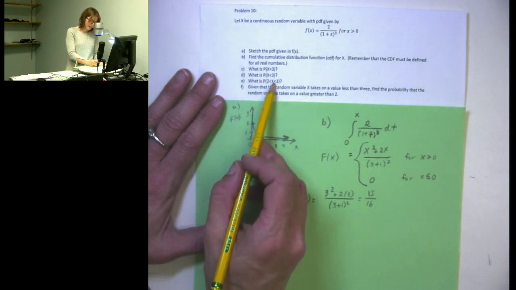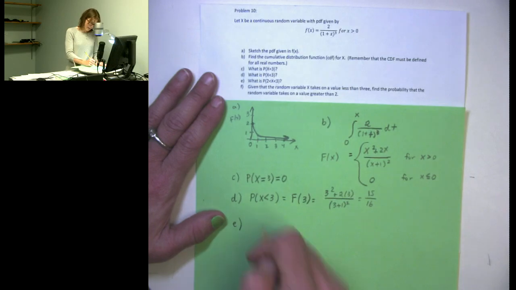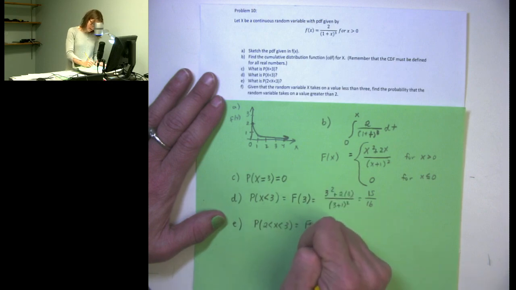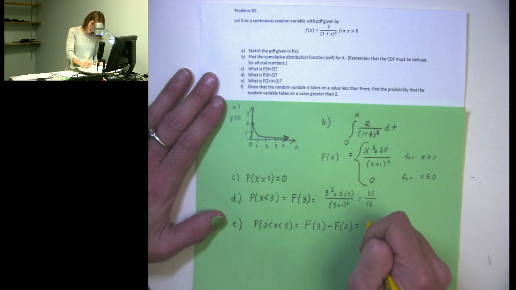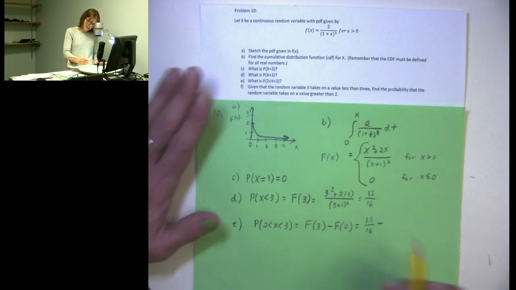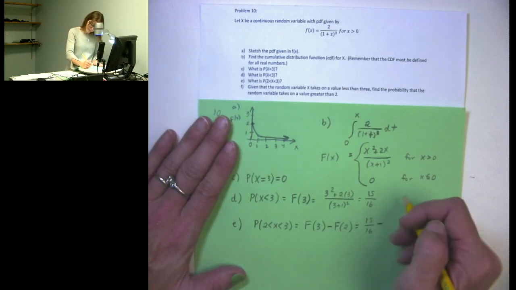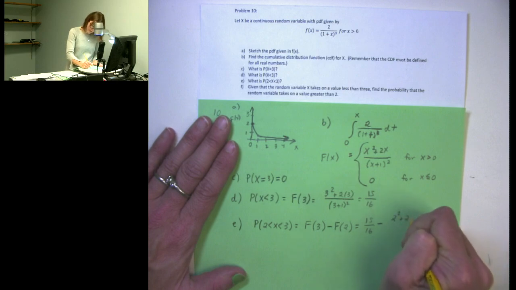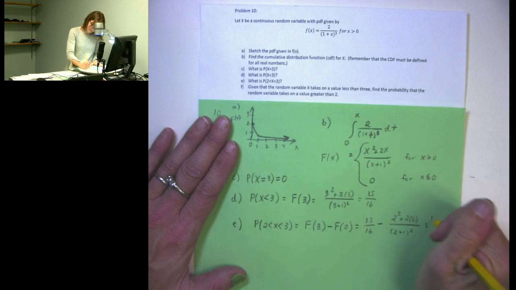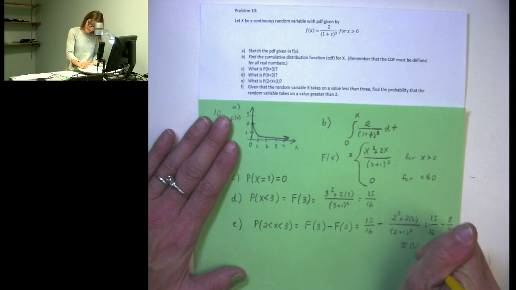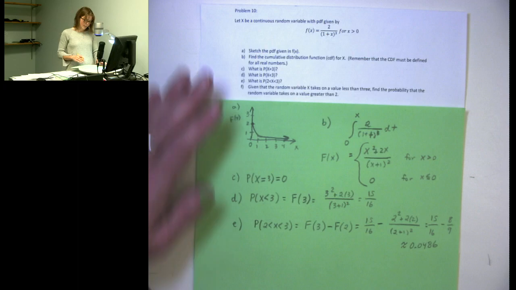If I want to find the probability that x is between 2 and 3, I can take the probability that x is less than or equal to 3 minus the probability that x is less than or equal to 2. I know that my cumulative distribution function evaluated at 3, which I just found, is 15 over 16. If I subtract off F of 2, which is (2 squared plus 2 times 2) divided by (2 plus 1) squared, that gives me 15 over 16 minus 8 over 9, which comes out to about 0.0486. So there would be my answer.